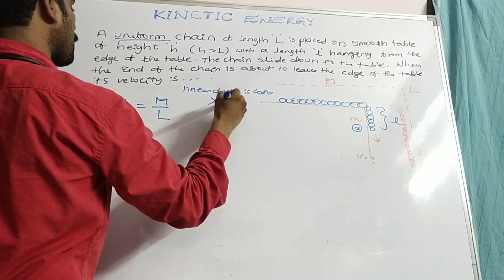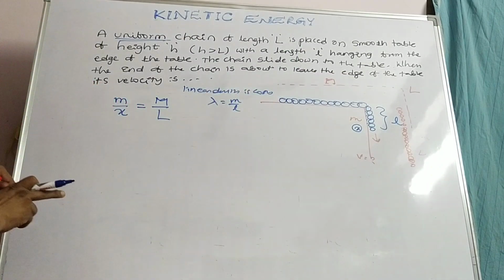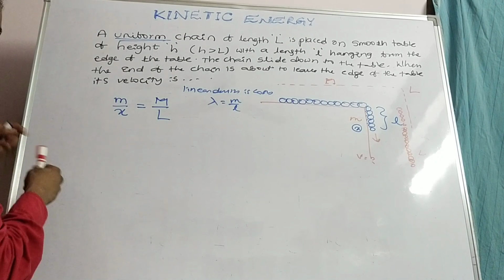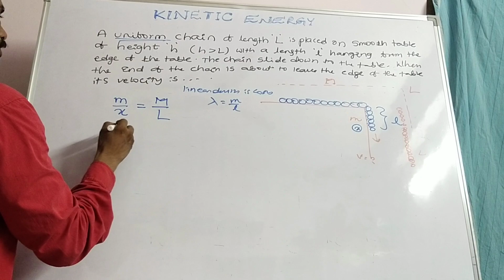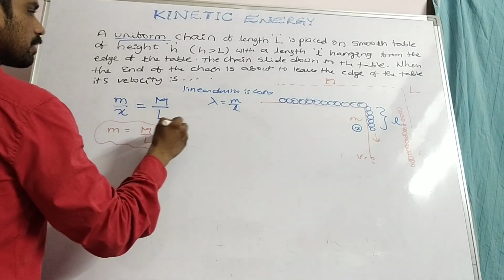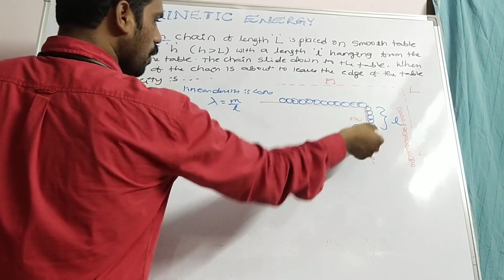That is lambda. Lambda is equal to mass per unit length, which is constant, of course. Now what about the expression for small m? So mass m is equal to capital M by L into x. That is the chain which slides over the vertical plane.